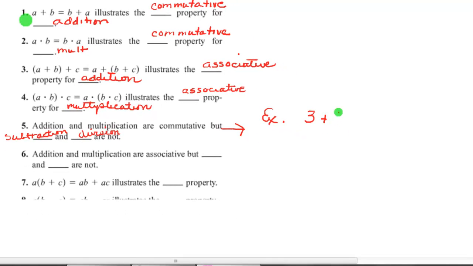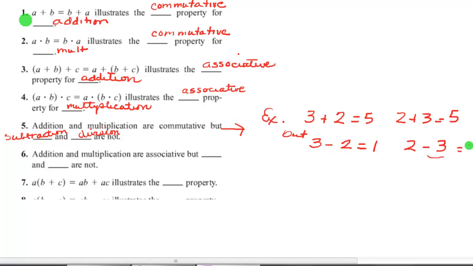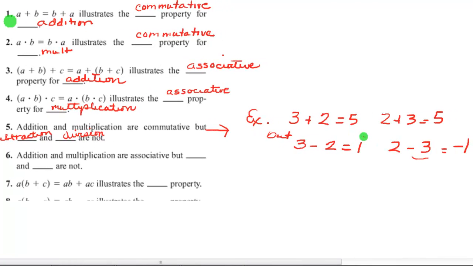Okay, with addition, if I write 3 plus 2, I get 5. And if I switch the order and I add 2 plus 3, I still get 5. That's why we say addition is commutative. But if I subtract 3 minus 2, I get positive 1. And if I switch the order, 2 minus 3, this time I get a negative 1. So notice how switching the order doesn't give me the exact same number because the signs are different. So these are not equal, and that's why subtraction is not commutative. Division works the same way. We'll use that for the next problem.